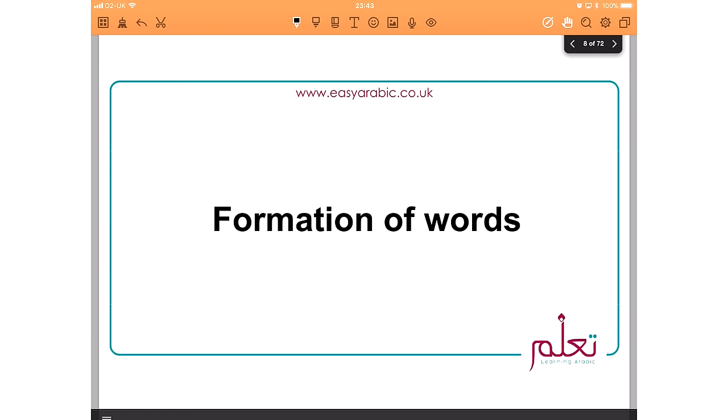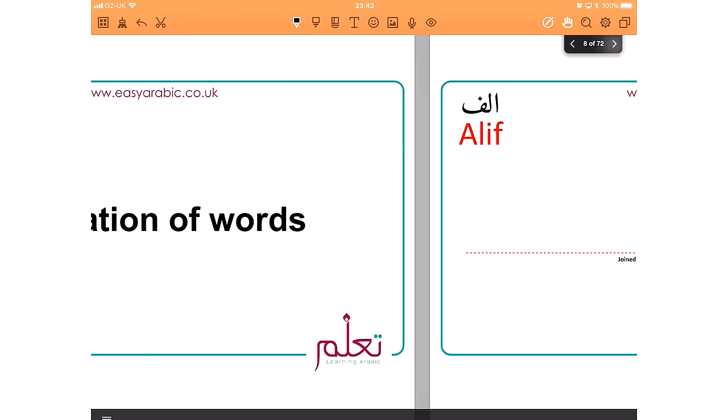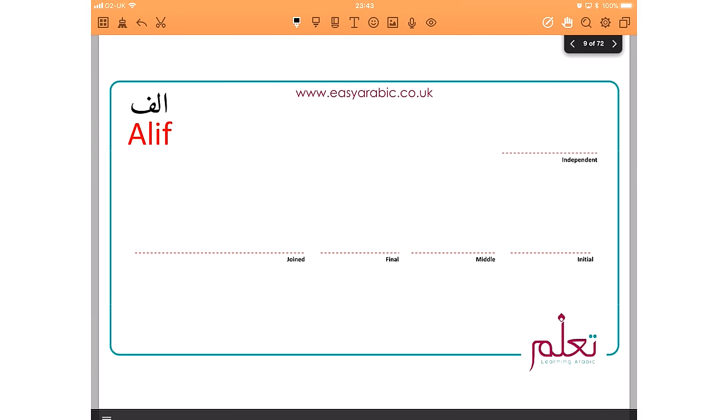Here we go. The first letter we're going to look at is the letter Alif. When we write it on its own, it looks like this. We start from the top, Alif. And then it has a Hamza at the top if it's at the beginning of a word. So Alif again, like this, and Hamza. When it's in the middle of a word, it also looks like this, the same as the independent Alif. Once again, Alif.